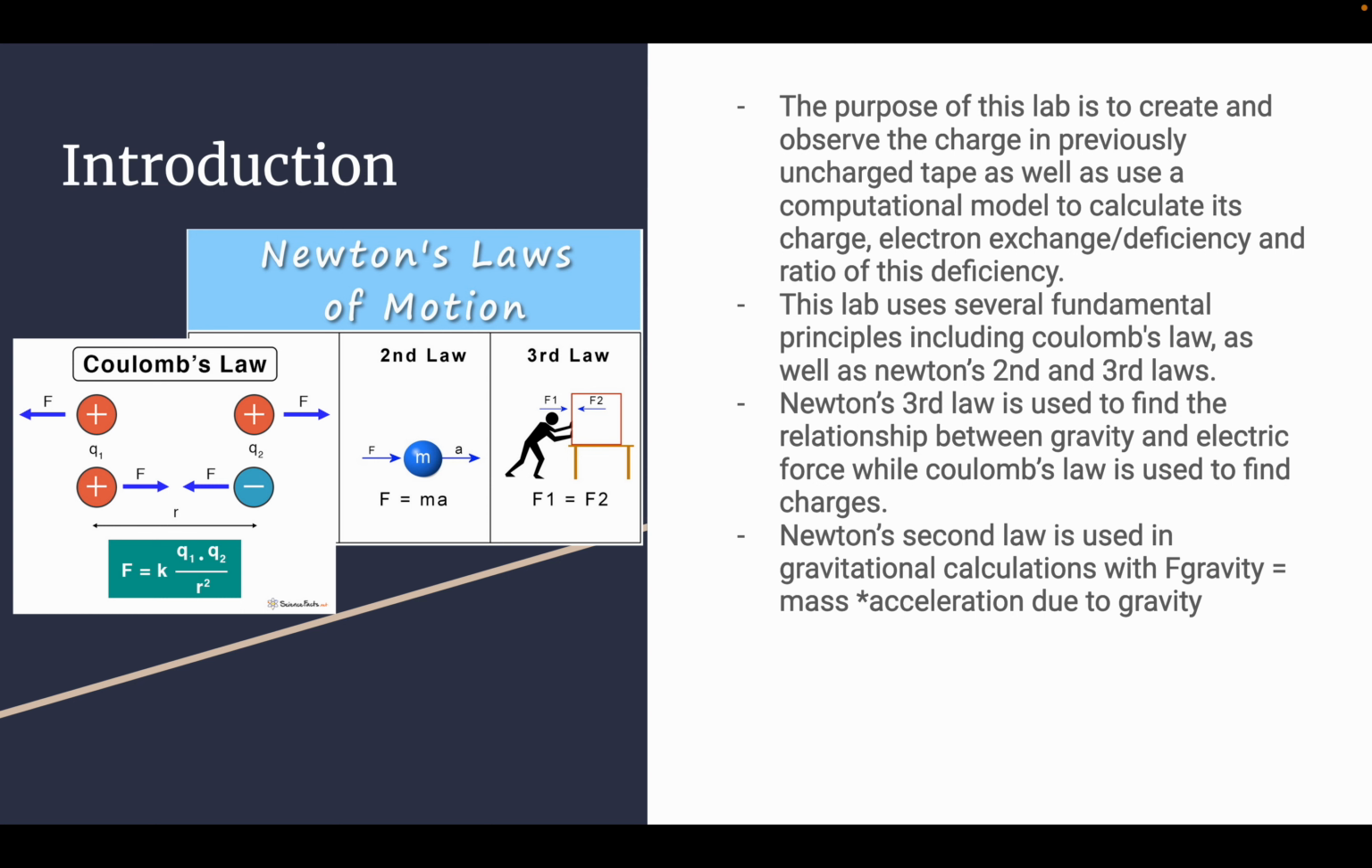This lab uses a couple of different fundamental laws, including Coulomb's law and Newton's second and third laws. Newton's third law is used to find the relationship between gravity and the electric force, because the forces have to balance each other out, while Coulomb's law is used to find the specific charge, because, as you can see on the left here, it gives us a specific formula where once we know the actual force, we can go down and find the charge. Newton's second law is used with the gravitational calculations, because the force of gravity is equal to mass times acceleration due to gravity.